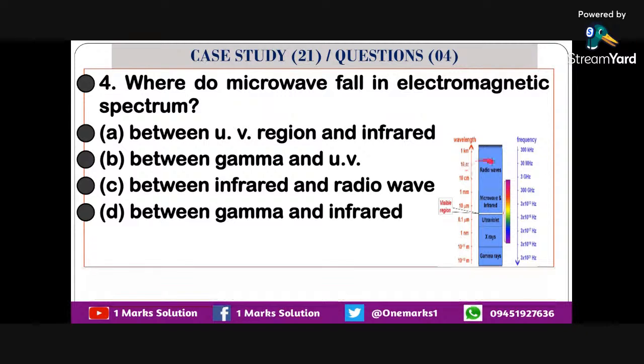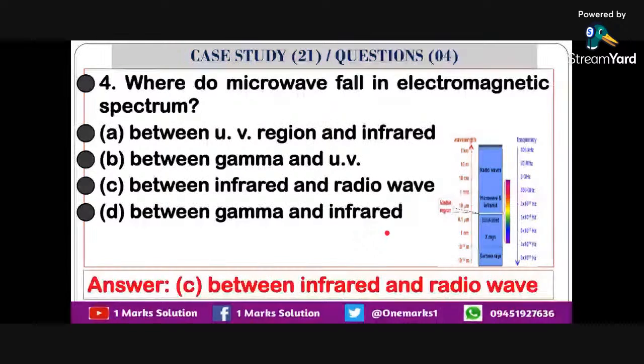So here you can see that the microwaves are between the infrared and radio waves. Check whether this option is there or not. Between UV region and infrared, between gamma and UV, between infrared and radio waves, and between gamma and infrared. So which is the correct option? No doubt it is between infrared and radio waves. So please study this spectrum. That means first one is radio waves, microwaves, infrared, ultraviolet, X-rays, and gamma rays.